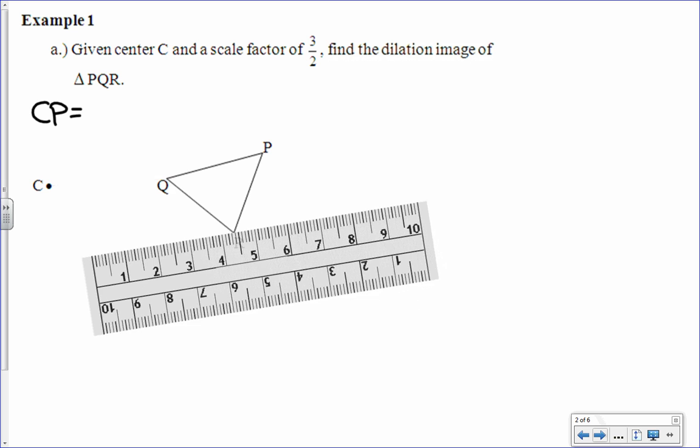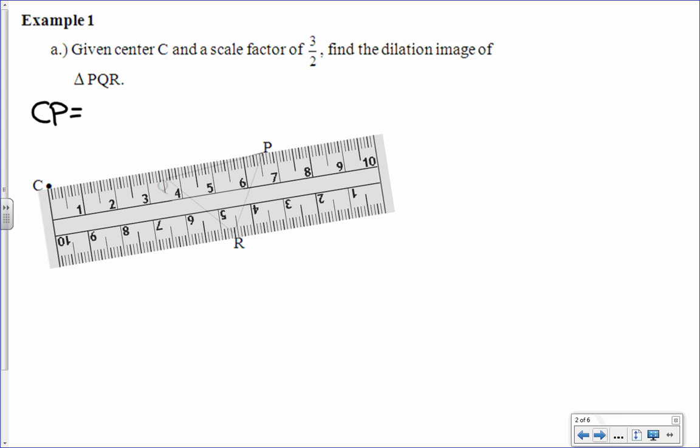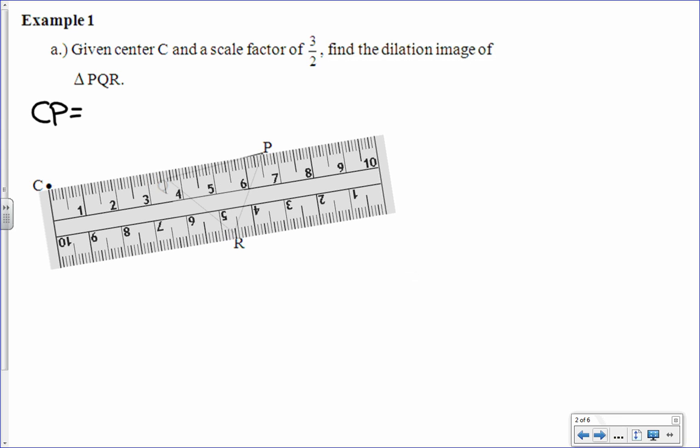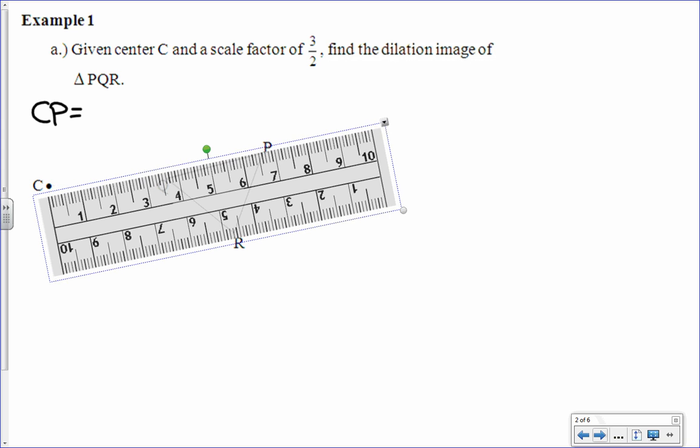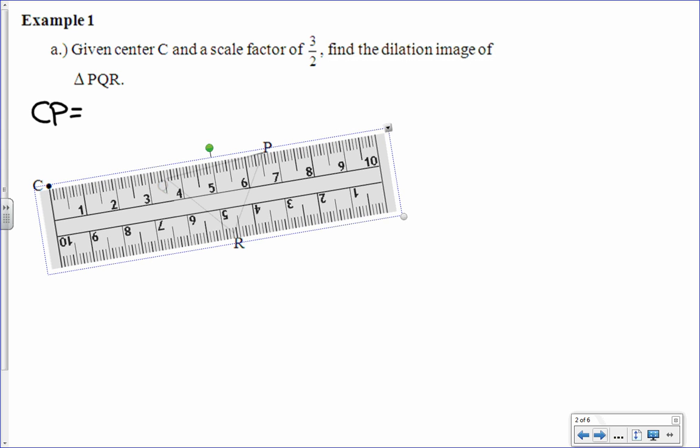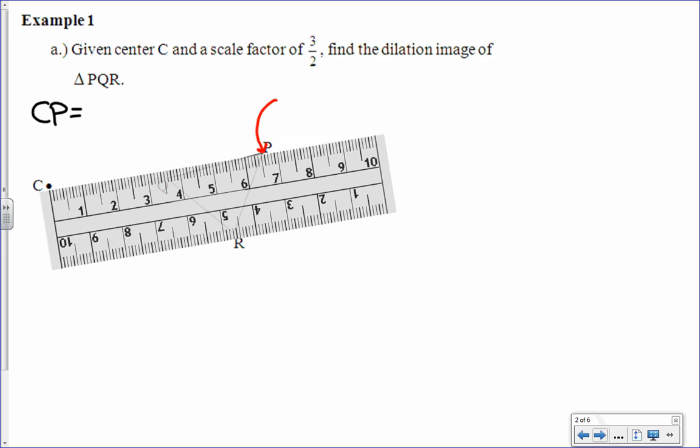And I've tried to make mine the same as your metric on your protractor. So that'll be the inside of your protractor. So you just want to line it up the best you can from C to P here. I got it lined up pretty good, I would say. And I'm looking at, if I'm lining it up, I'm lining it up right about there. And that looks like about 66 millimeters or 6.6 centimeters. So we'll go with 66 millimeters.